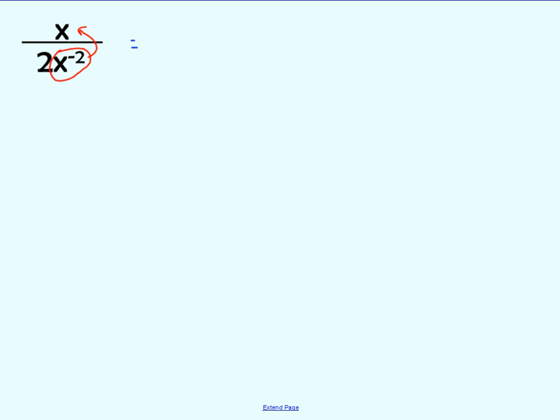So now I already had an x on the top. I've taken this x to the negative second, and this becomes x to the positive second. Basically, it's cashing in its negative when it goes to the other side over 2. So now I'm multiplying two powers with the same base. This is the same as x to the first, so I add the exponents. So this would be x to the third over 2.